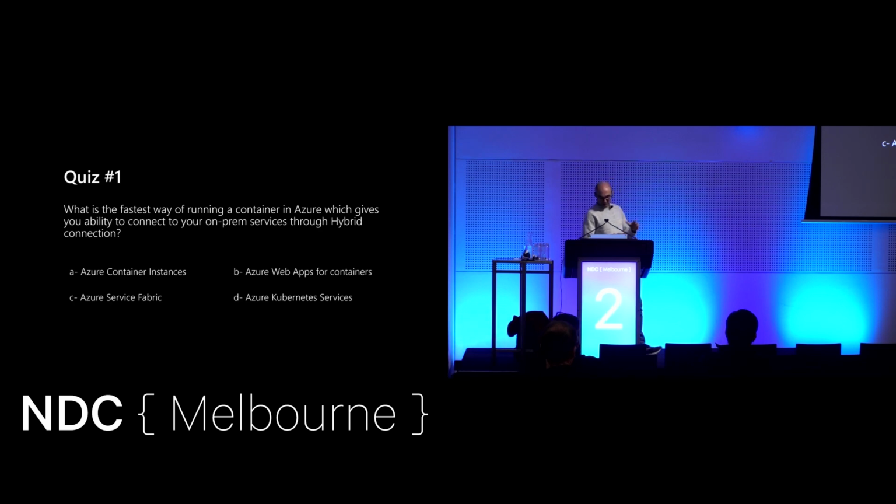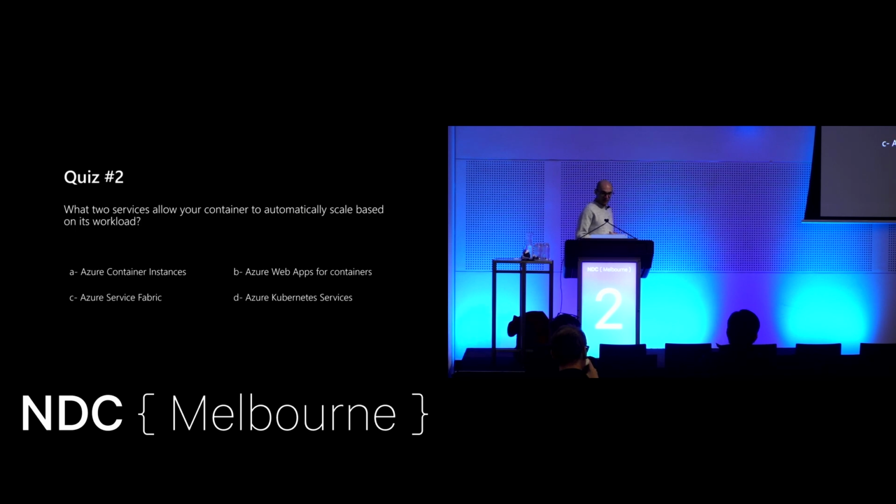So let me help you a bit more. From A and B, which one? B. Correct. So container instances allow you to run containers quickly, but they don't allow you to do hybrid connectivity. Web apps offer you that option.